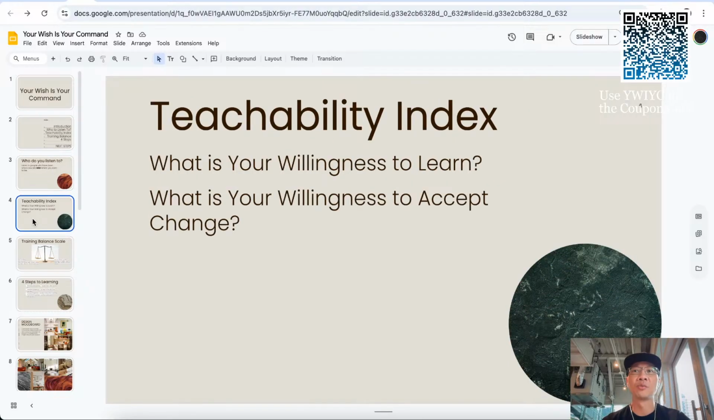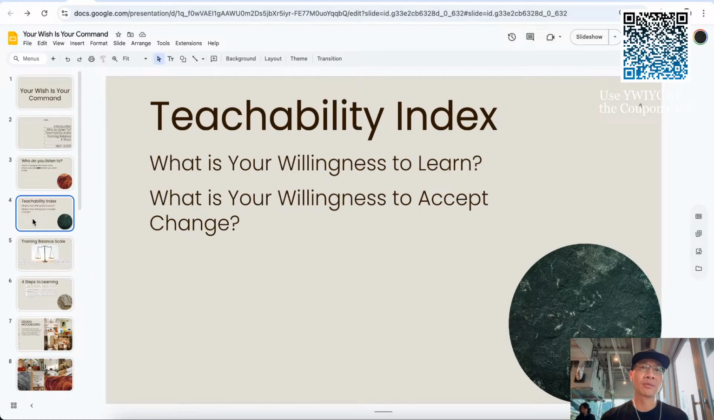Second lesson is the Teachability Index. What is your willingness to learn? And what is your willingness to accept change, right? Important lessons. Many people in the personal development niche don't really talk about this, because they want you to focus on the feel good now. Just doing more affirmations, doing more journaling, assumptions, getting more crystals. If the crystal isn't working, you bought the wrong ones. If you bought the wrong ones, buy harder.